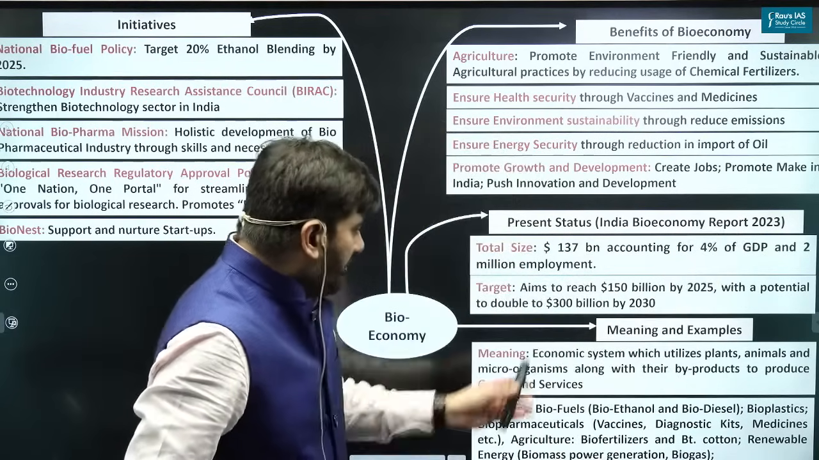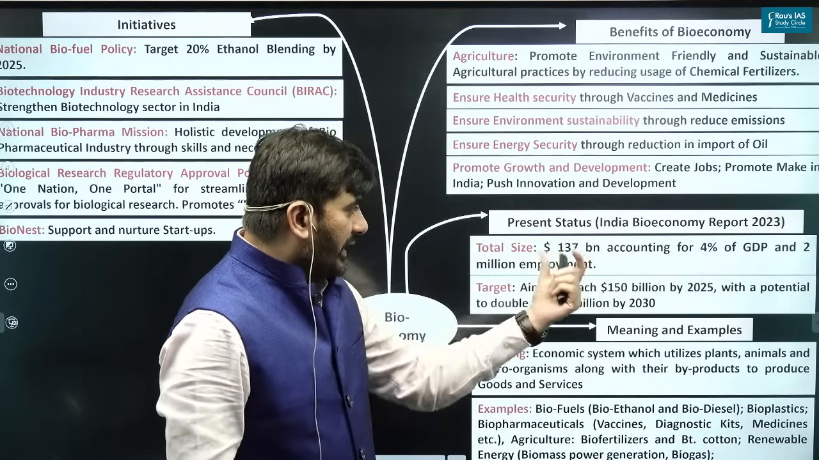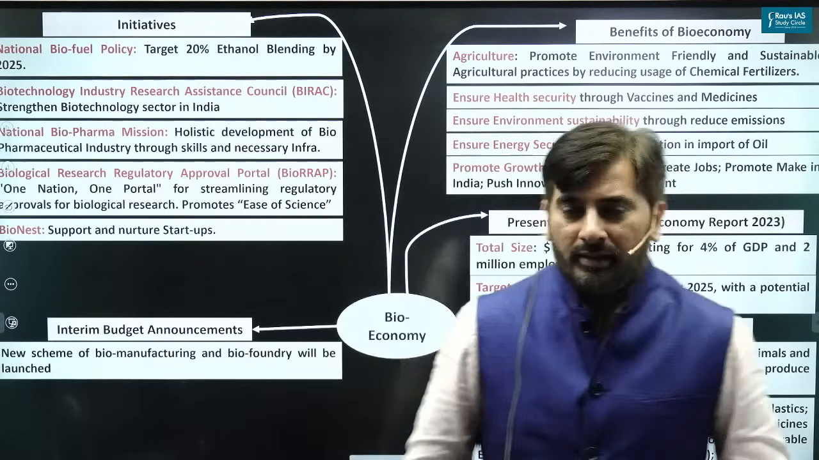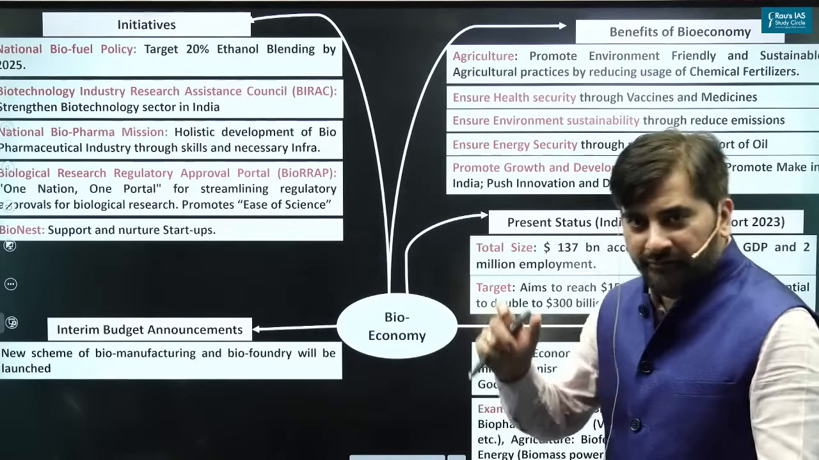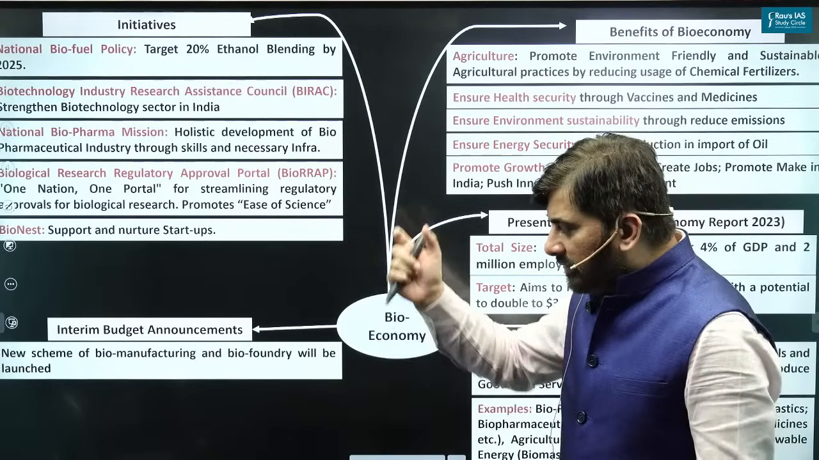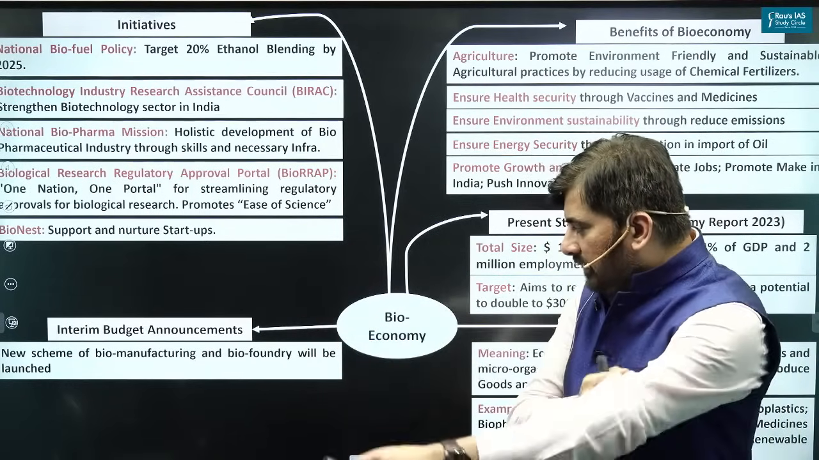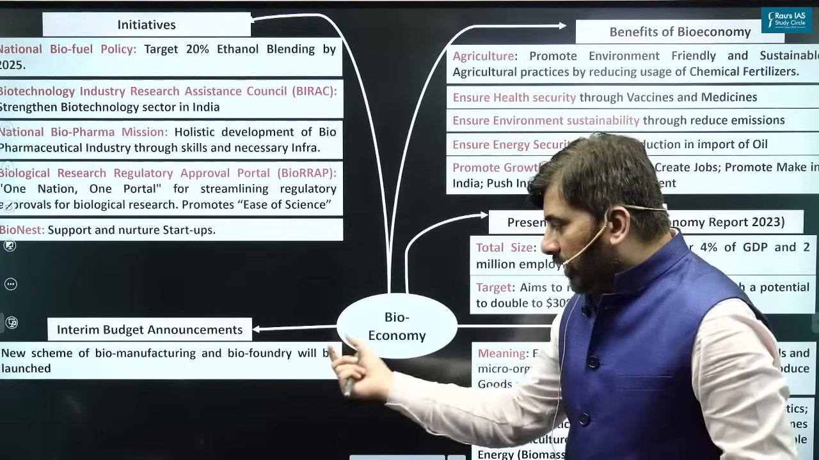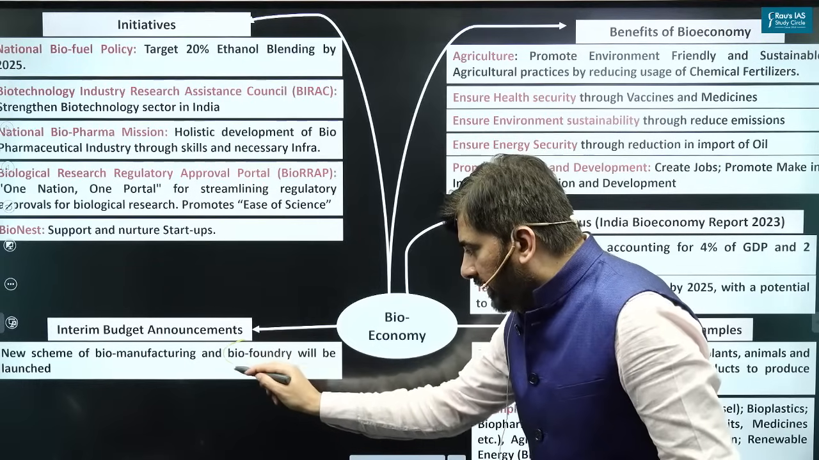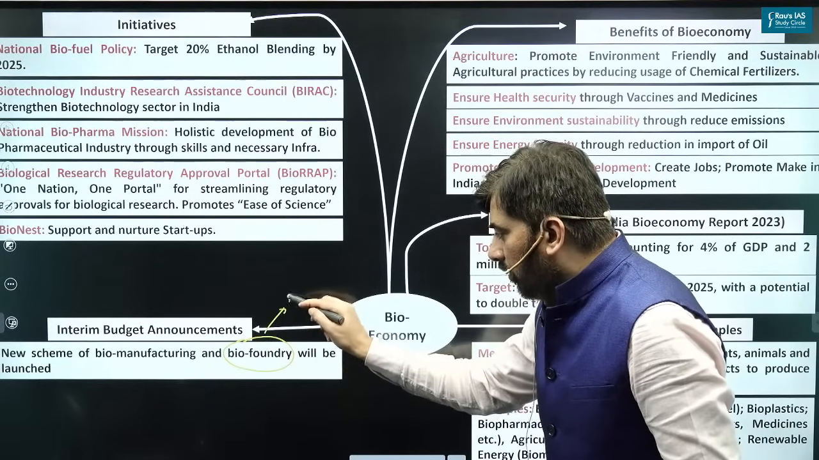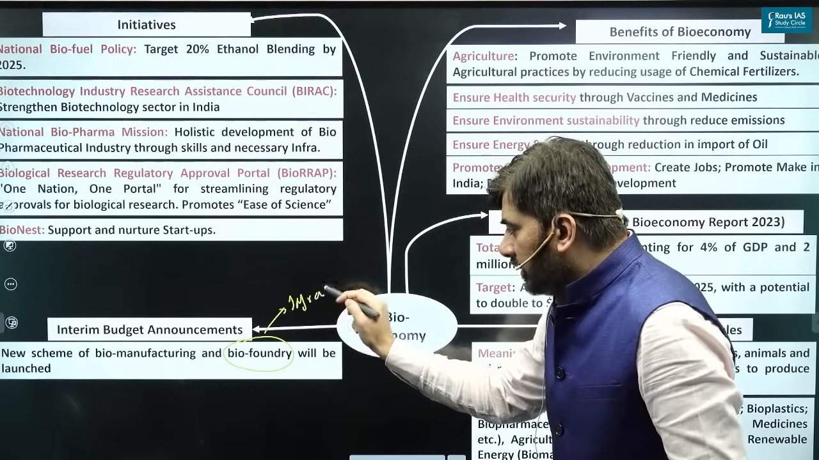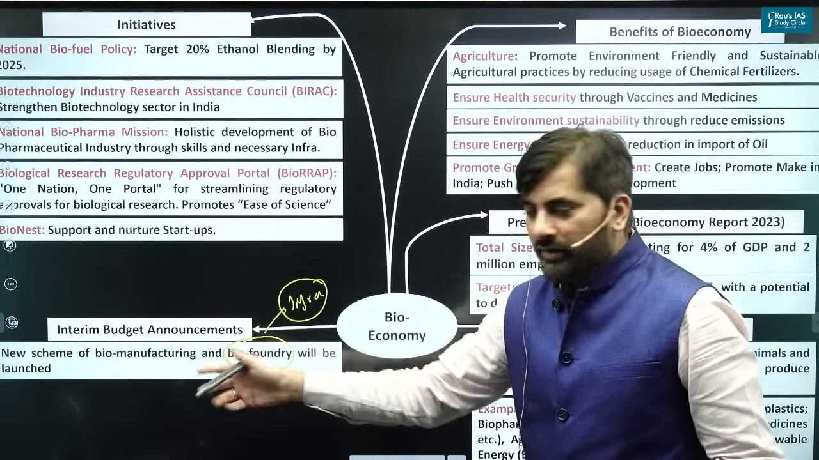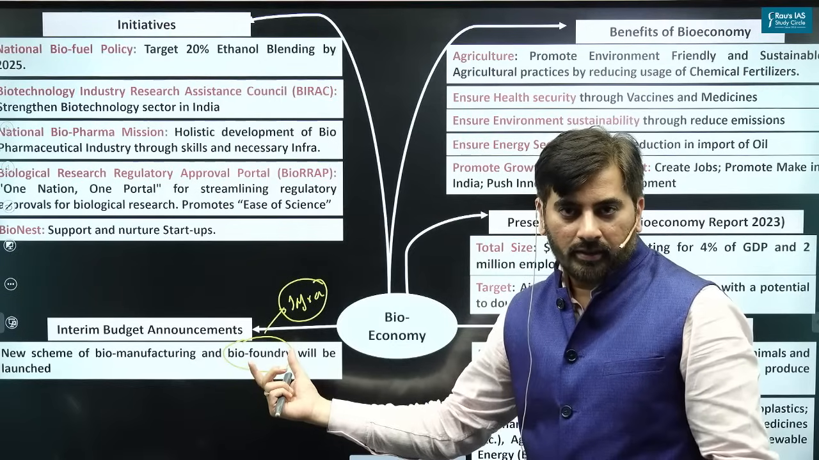These are some of the initiatives. Because we have set up an ambitious target to increase the size of the bioeconomy to $300 billion by 2030, in this year's budget, the finance minister has announced that a new scheme of biomanufacturing and biofoundry will be launched. Now, what is biofoundry? Biofoundry means providing all the necessary infrastructure so that we can undertake biomanufacturing. So that is what biofoundry is.